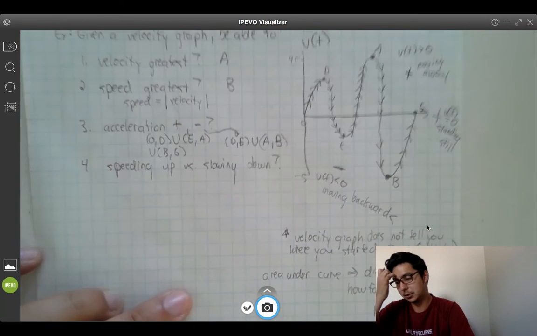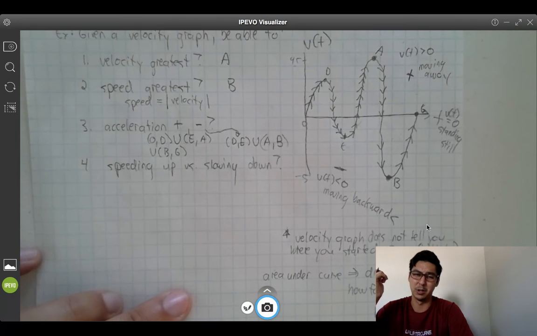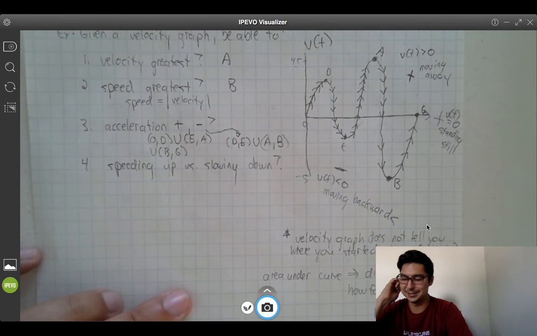I think I'm making this more complicated than it needs to be. I hope you're hanging in there.